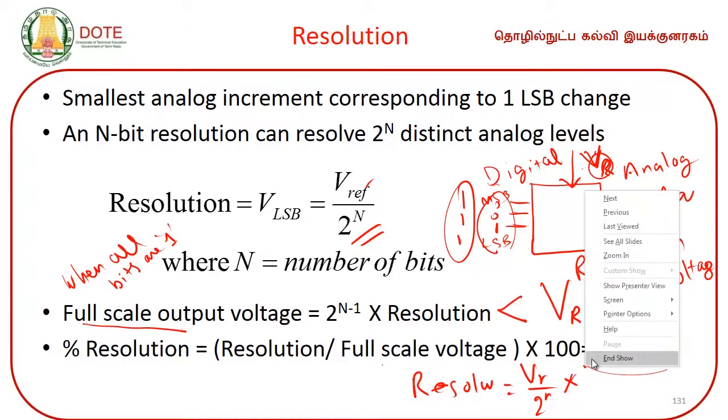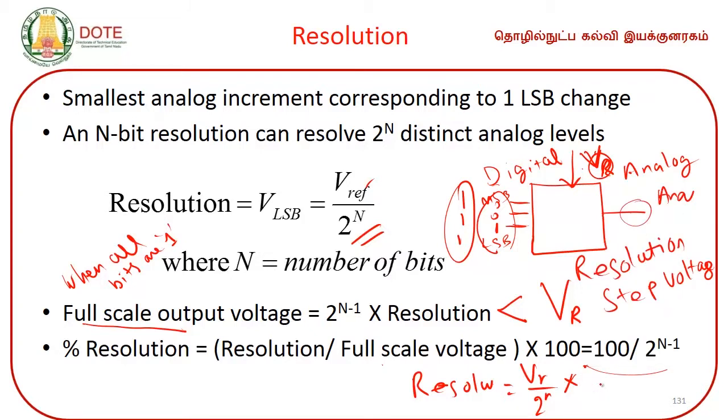Right. So, when you multiply these two, you get 100 by 2 to the power n minus 1. Okay. So, percentage resolution can be calculated as 100 by 2 to the power n minus 1. What does it mean? Suppose now there is 3 bit data, then n is 3. What is 2 to the power n minus 1? n is 3, so 3 minus 1 is 2, 2 to the power 2 is 4, right. 100 by 4 is the percentage resolution, right.